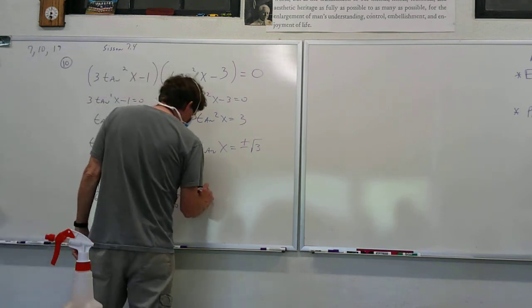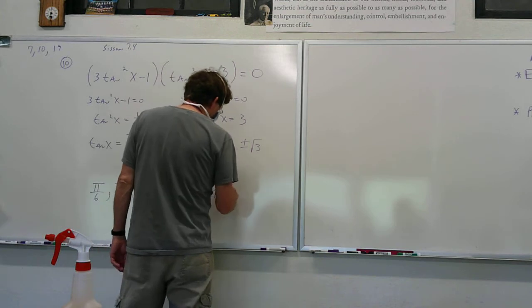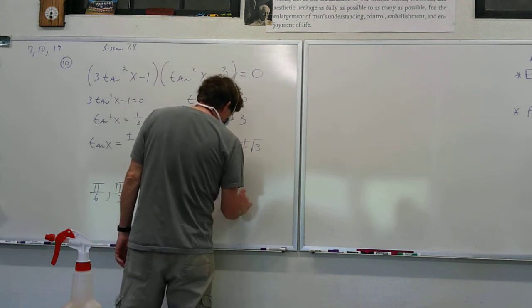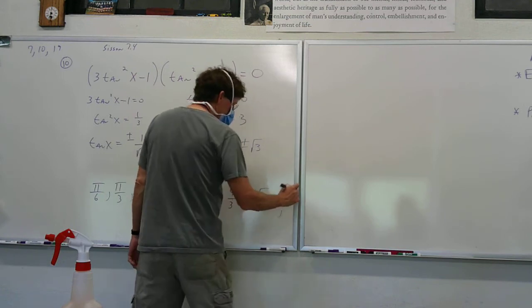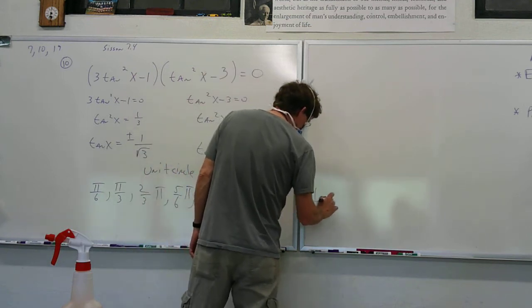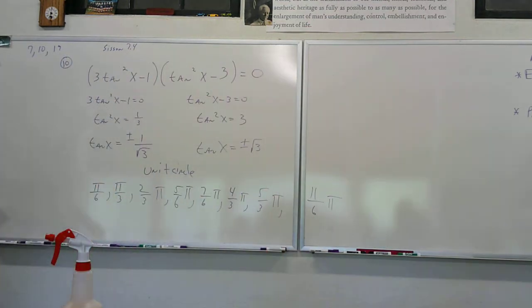7/6 pi, 4/3 pi, 5/3 pi, and then 11/6 pi. That's all of what x would equal between 0 and 2 pi. And we want the solutions from 0 to 2 pi. And that's what I've got. And on the test or anything I give, it's always going to be from 0 to 2 pi.